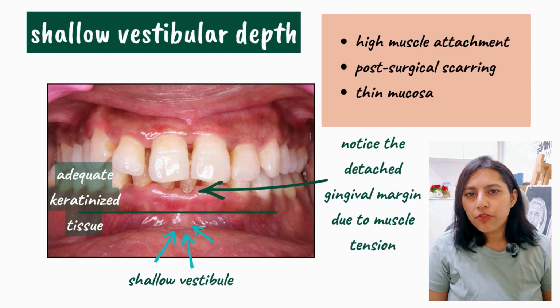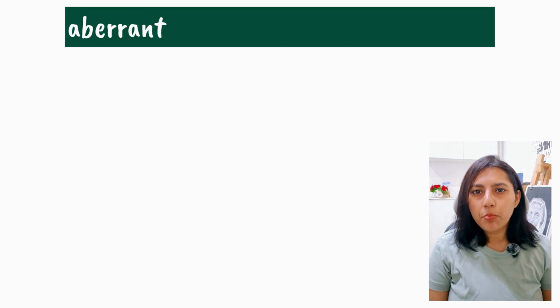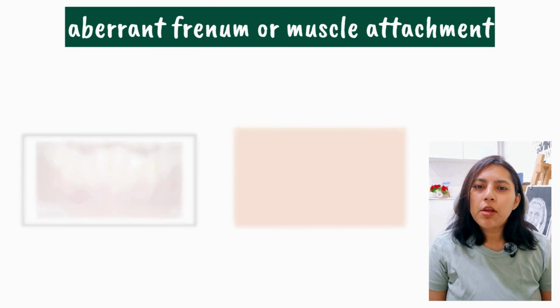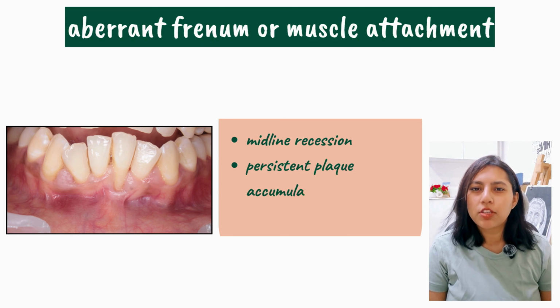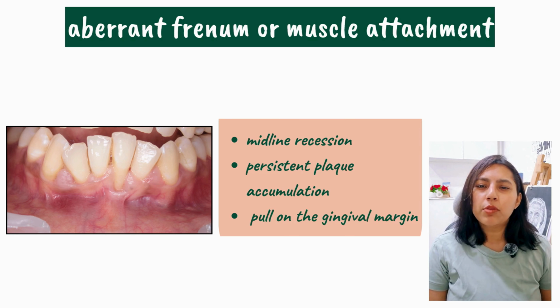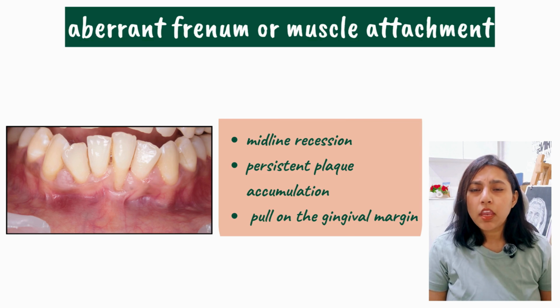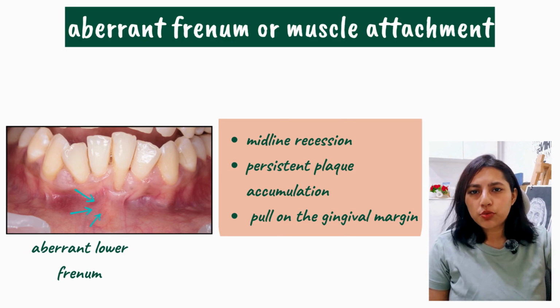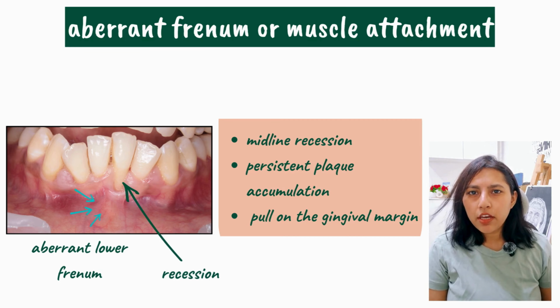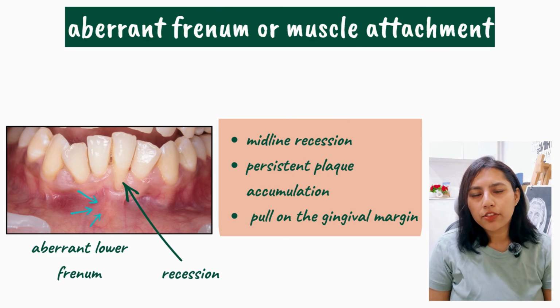Now, another important factor is aberrant frenum or muscle attachment. For example, a patient may present with midline recession, persistent plaque accumulation, or a pull on the gingival margin while moving the lip. And on examination, the frenum may be attached very closely to the gingival margin. In such situations, the abnormal frenum itself may contribute to recession and difficulty maintaining oral hygiene.